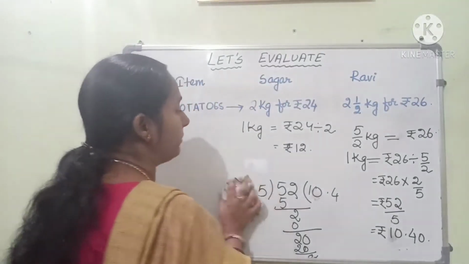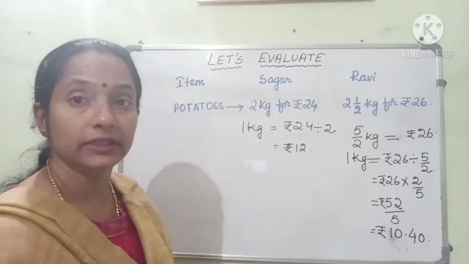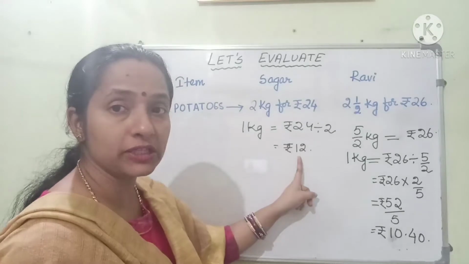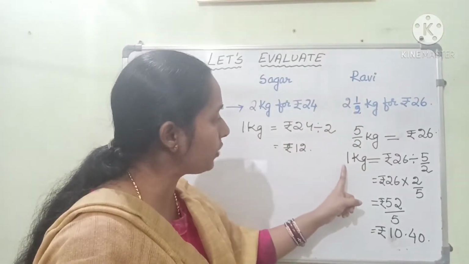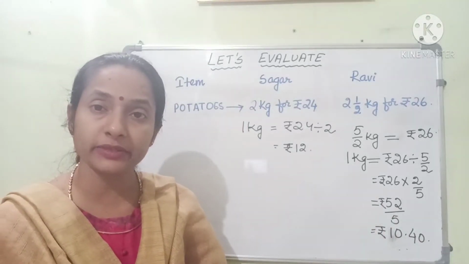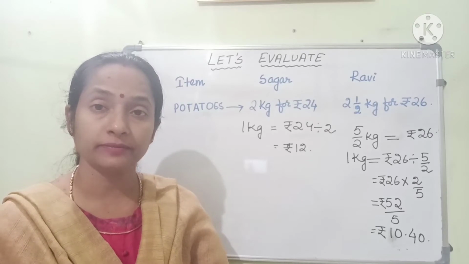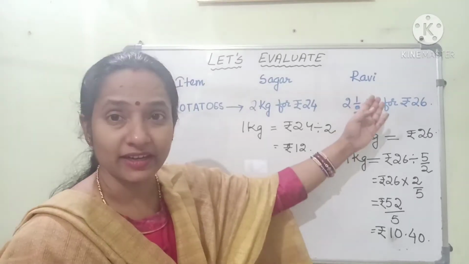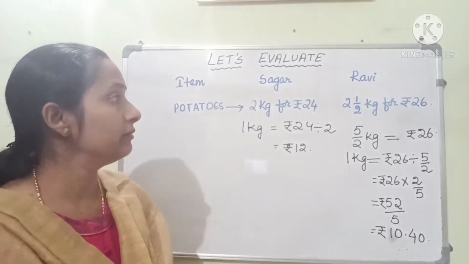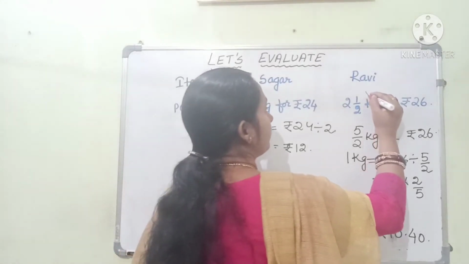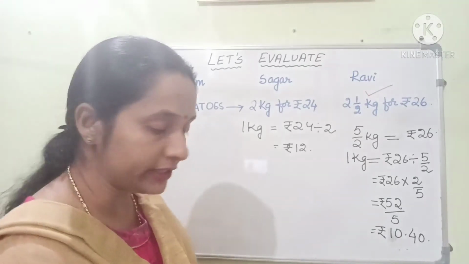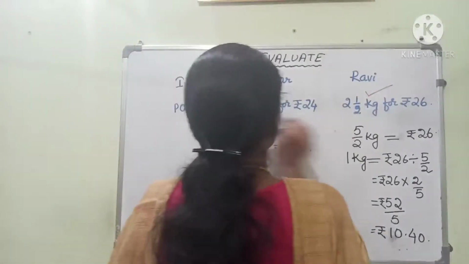So now you compare. Sagar purchased 1 kilogram for rupees 12, whereas Ravi purchased 1 kilogram of potatoes for 10 rupees 40 paise. So tell me, children, who bought the items at cheaper cost or at low cost? Is it Ravi? Yes. Ravi bought potatoes at a cheaper price. So let us put a tick with red pen mark for who has bought at cheaper rate. Now let us move to the next item.